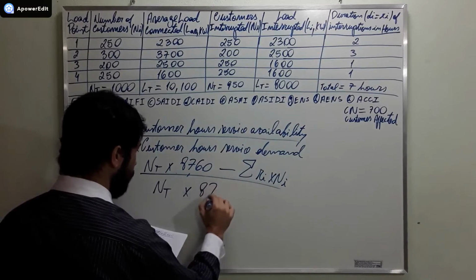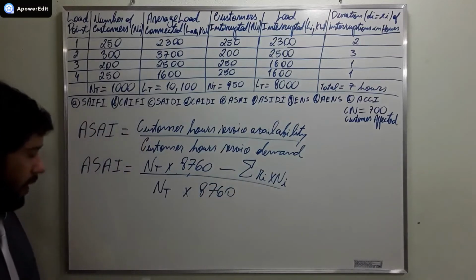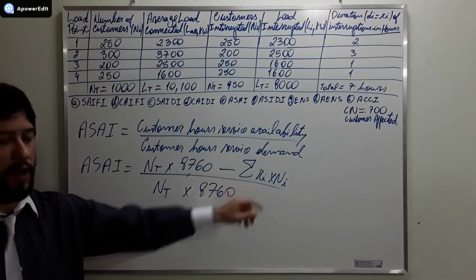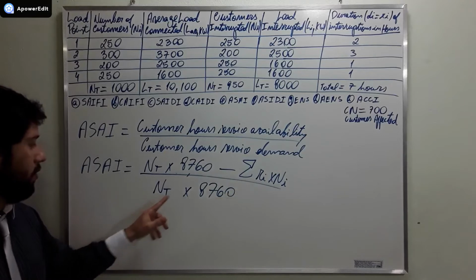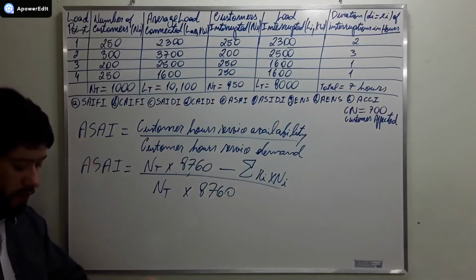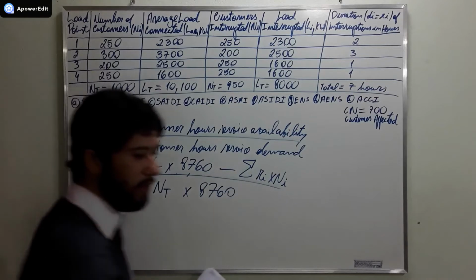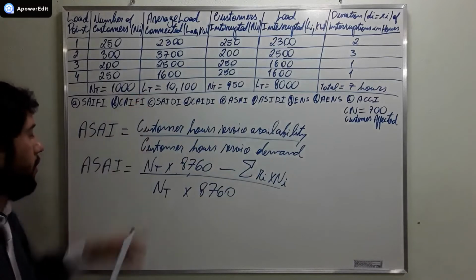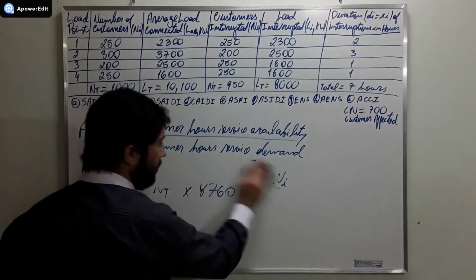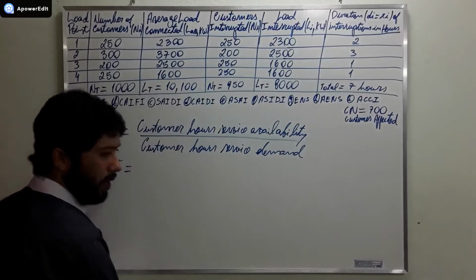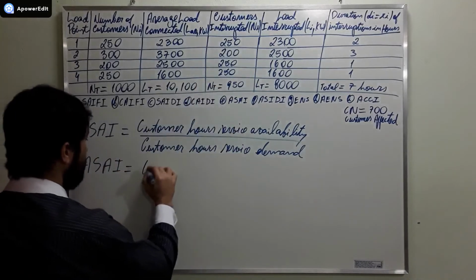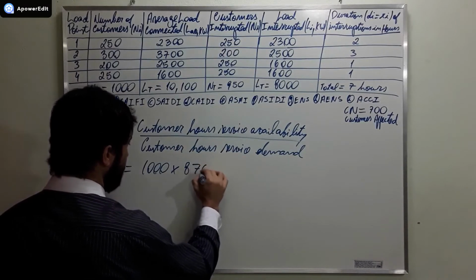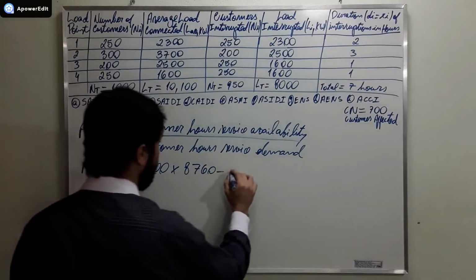And we simply use this number here. Okay? NT times 8,760 minus the summation of RI times NI, NT times 8,760. And then we use the values that we were provided here, and then we find that NT is 1,000 times 8,760 minus.